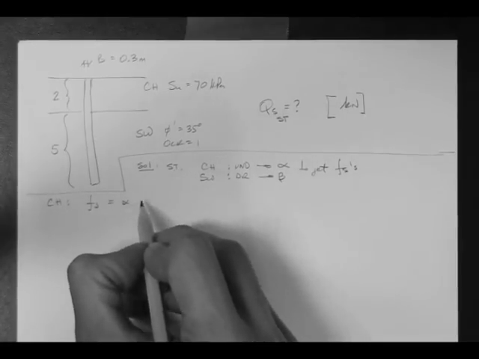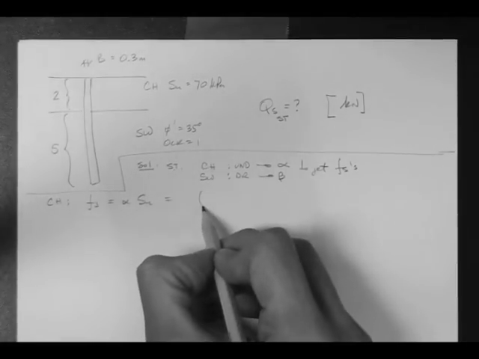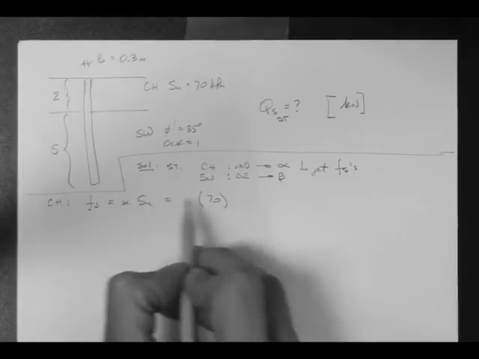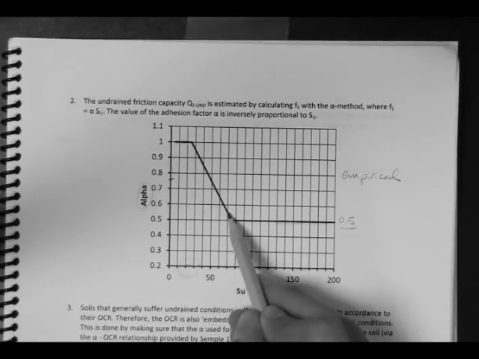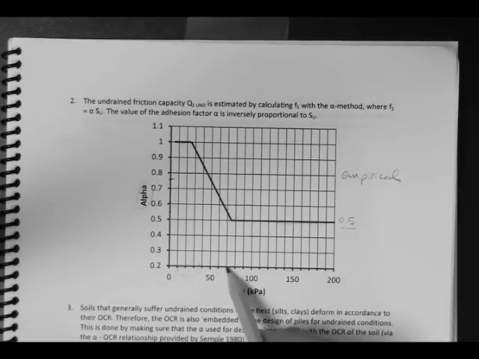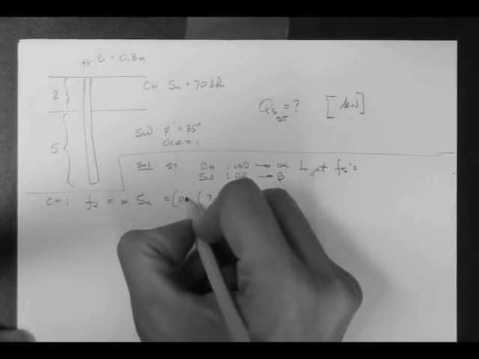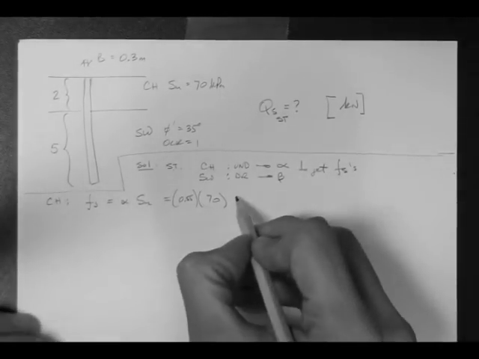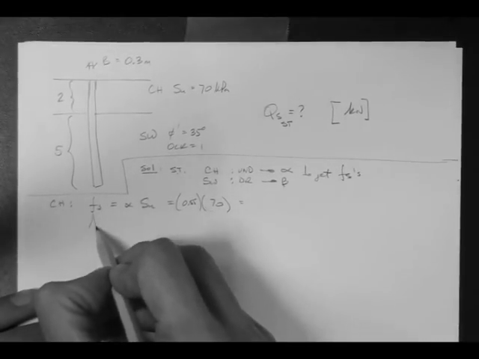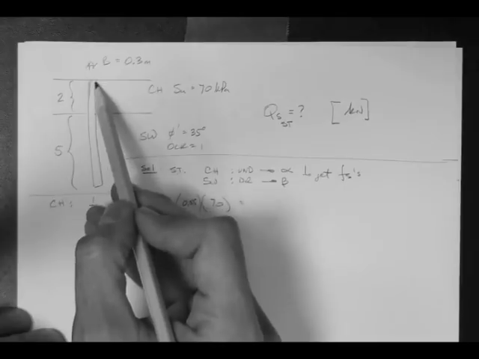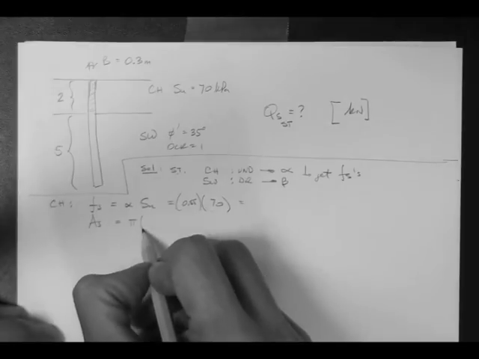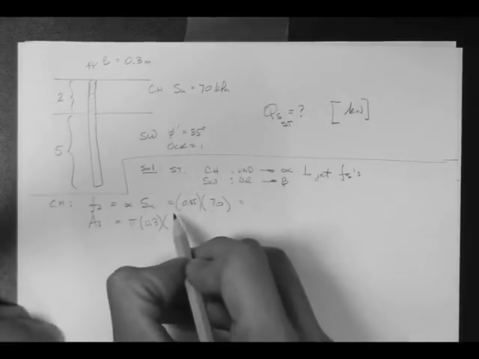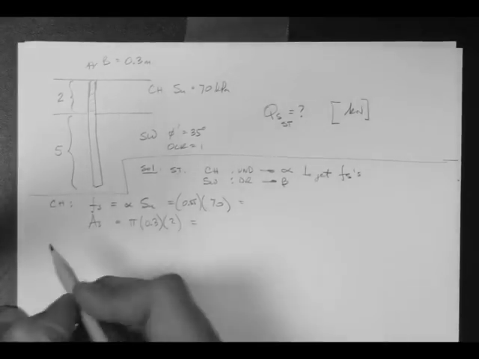The Fs of the clay is alpha times Su, which is alpha times 70, right? And according to our plot, 0.55 for 70 kPa, 0.55 is the alpha. So 0.55, that's Fs. Now what's As? The surface area of the segment that touches the clay, right? So that's pi b times the length, which is 2.